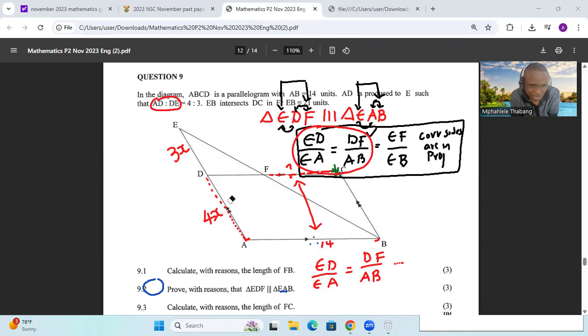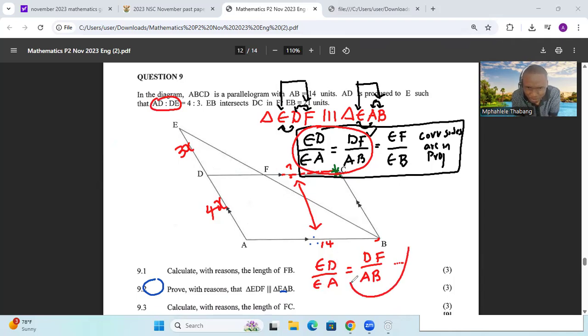Most students do this. They say DA is 4. This is wrong. They say DA is 4, and DE is 3. Yes, because they told me AD over DE is 4 over 3, they are thinking that AD is 4 and DE is 3. What you have been given there actually is not the length of AD. You have been given the ratio. So the right approach, you can say AD is 4x, then DE is 3x.